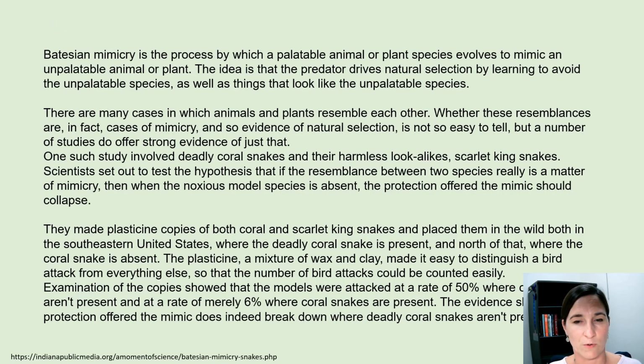So I'm going to have you pause the video and read this case scenario. I want you to look at this particular example, where scientists were trying to figure out if it was Batesian mimicry or not. So pause, read this, and then come back when you're done.